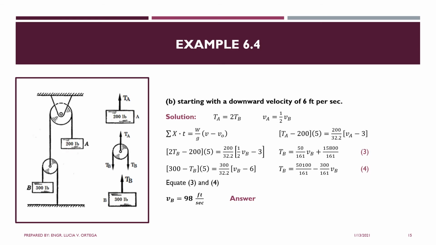So moving on, with the initial velocity equal to 0, we will be using the same free body diagram and the same equation. Only this time, the initial velocity for block B is required to be 6 feet per second. So the initial velocity of block A would be half of that, and that is 3. Substituting all the given values to the impulse momentum equation, we will have equations 3 and 4. Equating the two equations, we will get the velocity of B to be 98 feet per second.